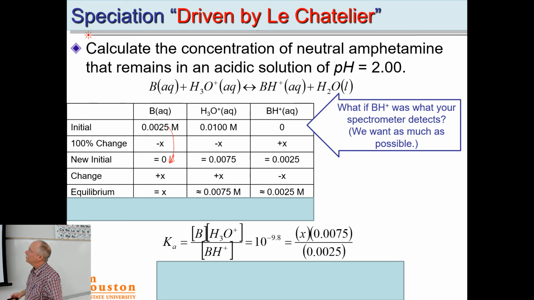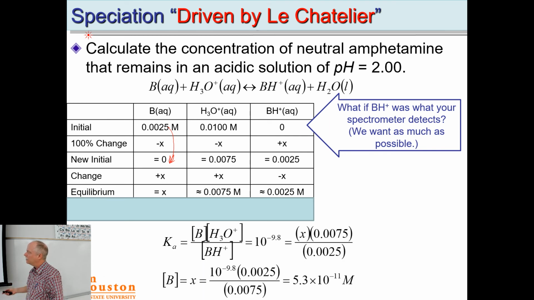And we're wanting to know, this concentration of neutral amphetamine, how much of this B, neutral amphetamine, remains. And so that's our x. So we'll calculate x here, and it's 5.3 times 10 to the minus 11. Tiny number.